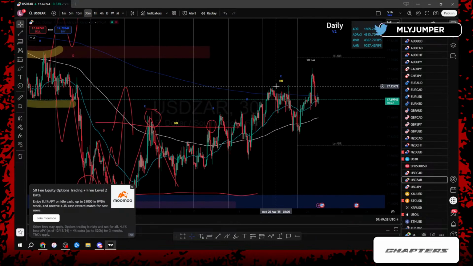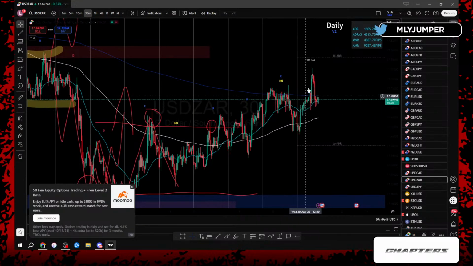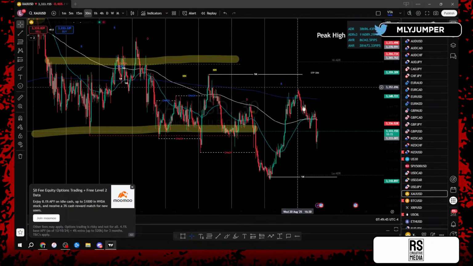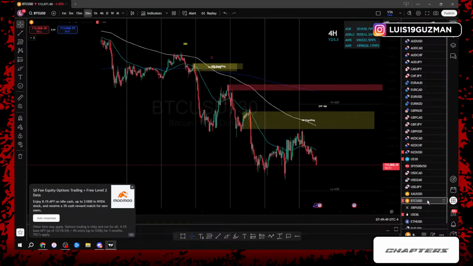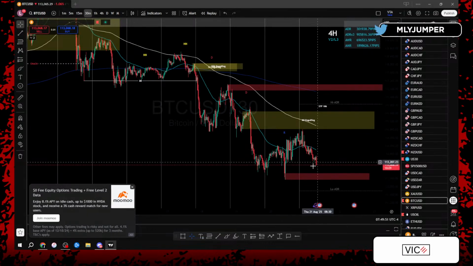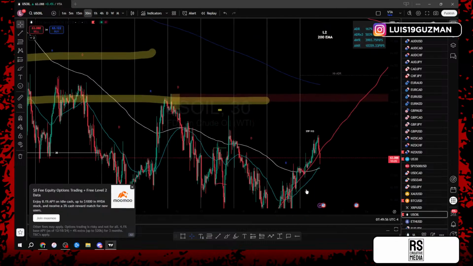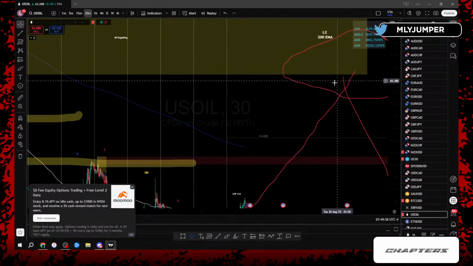USD ZAR gave us 3 days of rise, gave us that 4th day push, and it gave us STP already. Gold is just moving sideways in these areas. I'm not trading gold until we start seeing a trend. Bitcoin is trading at a lower low. We're looking for a pullback, and oil we're trading at a lower low, and we're looking for that pullback, as I said, up into these areas up here.